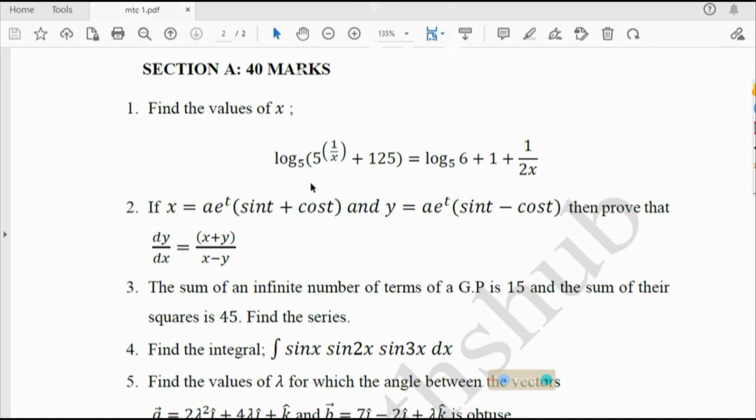Looking at question number 2, we are given x as a e to power t of sine t plus cos t, and y, which is a times e to power t of sine t minus cos of t. So we need to prove that dy/dx is the same as (x plus y) upon (x minus y). So let us look at how best we can prove that.